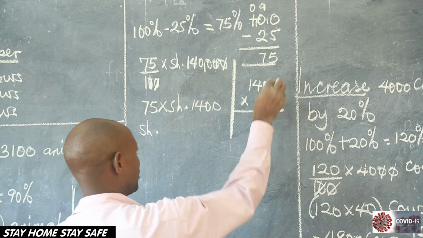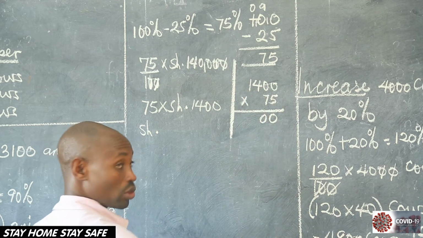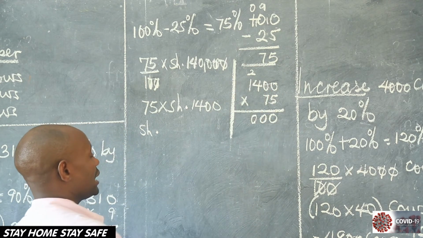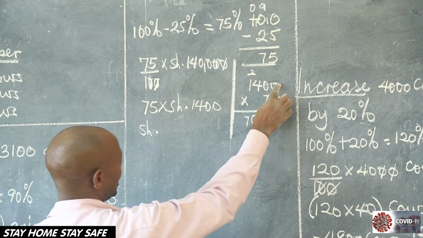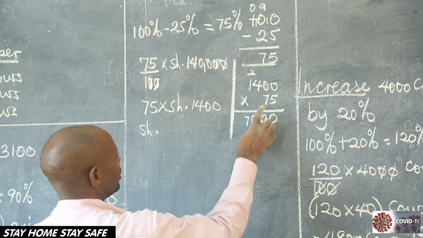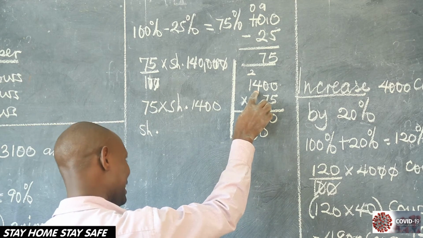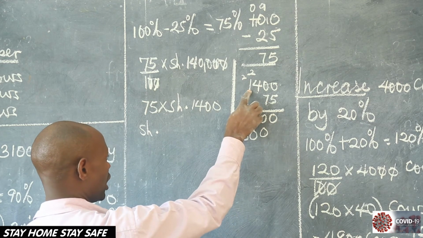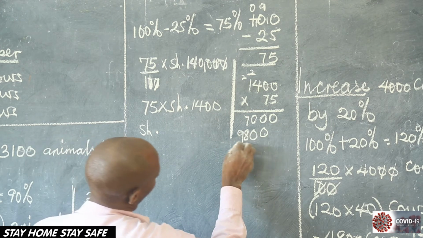We multiply 5 times 0, we get a 0. 5 times 0, we get a 0. 5 times 4, we get 20. Write 0, we carry 2. 5 times 1, we get a 5. Then plus this 2, we get a 7. 7 times 0, we get 0. But where do we write it? Where 7 is. 7 times 0, we get a 0. 7 times 4, we get 28. So we write 8, then we carry a 2. 7 times 1, we get 7. Plus this 2, we get 9. Then we add.